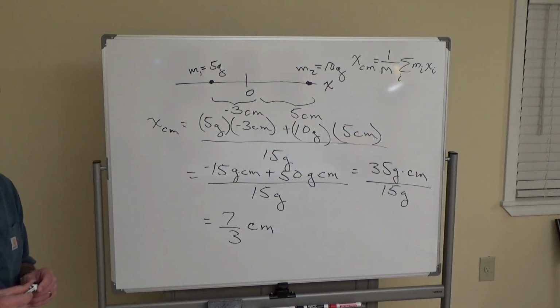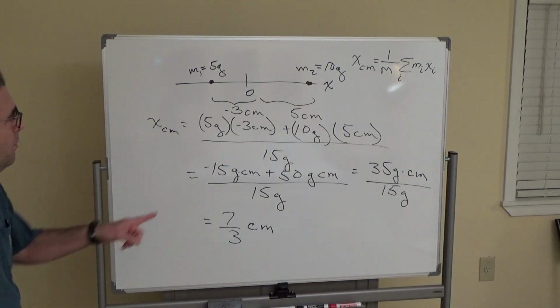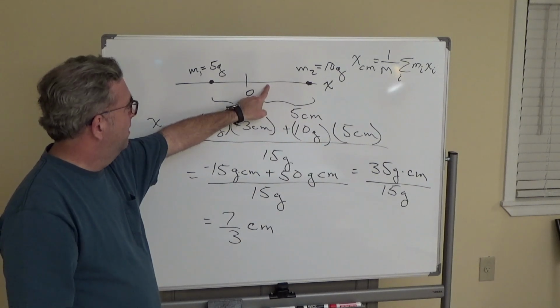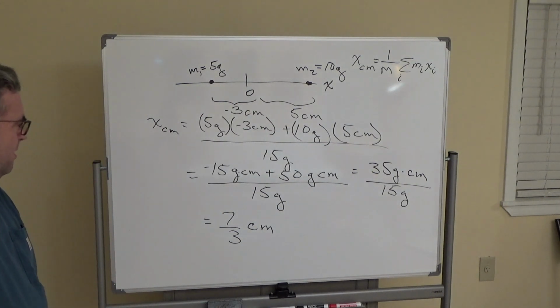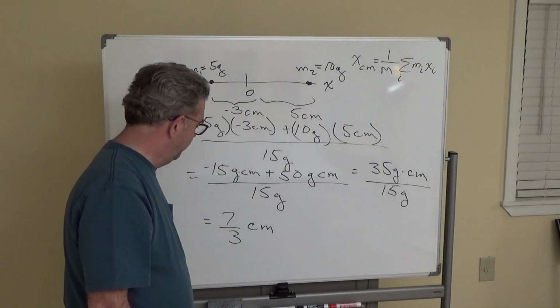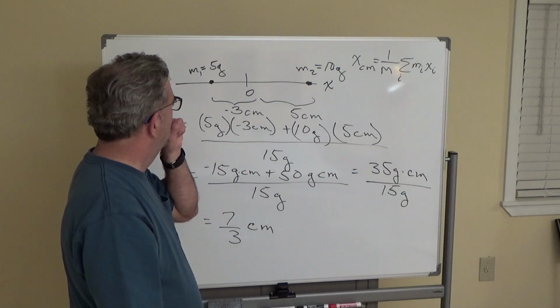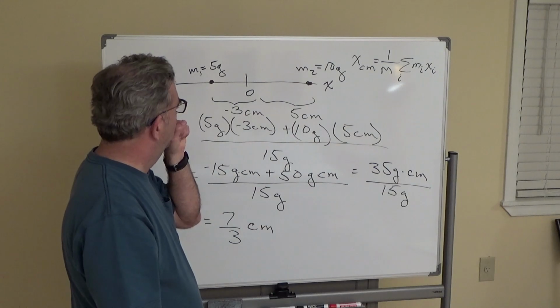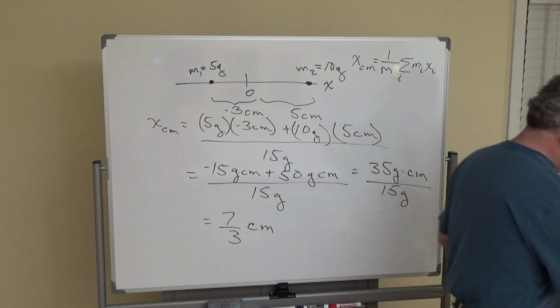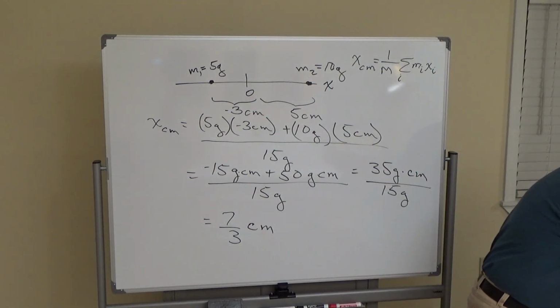So that's 2.3333, somewhere around here. And that's what we expected, right? 7, is that right? 35 over 15. Yeah, okay. 2 1/3. Is that right? Yeah.